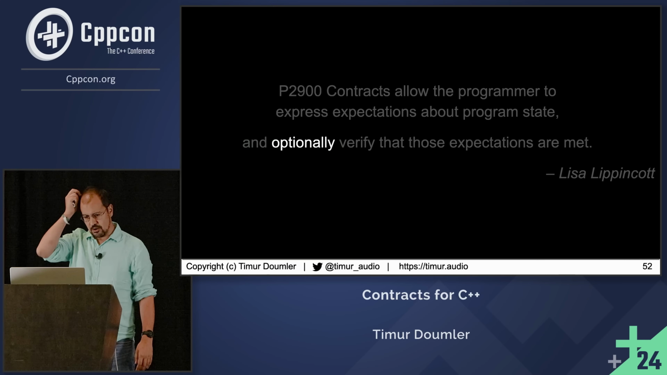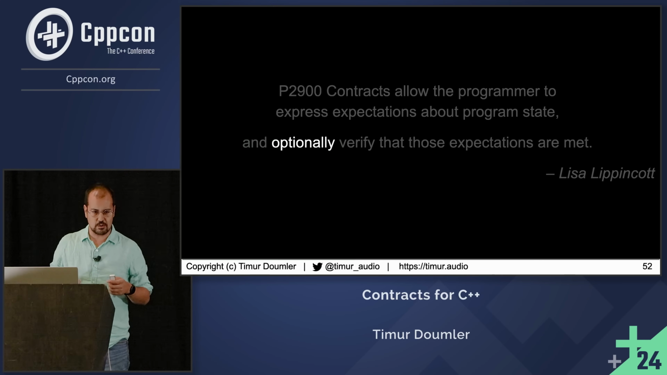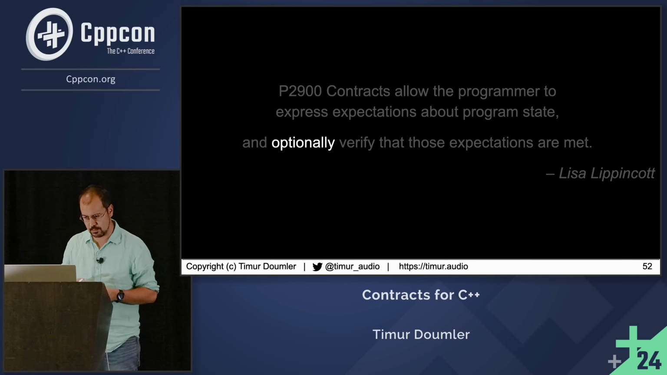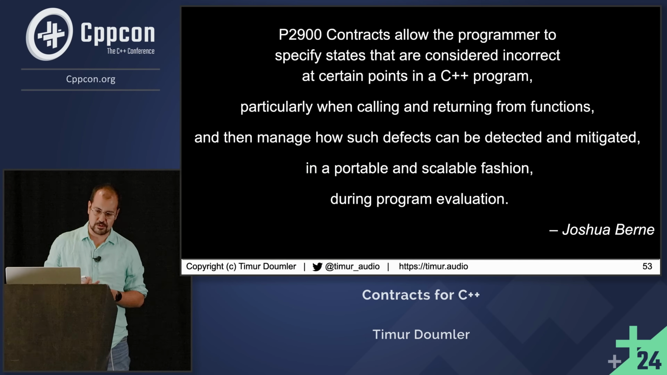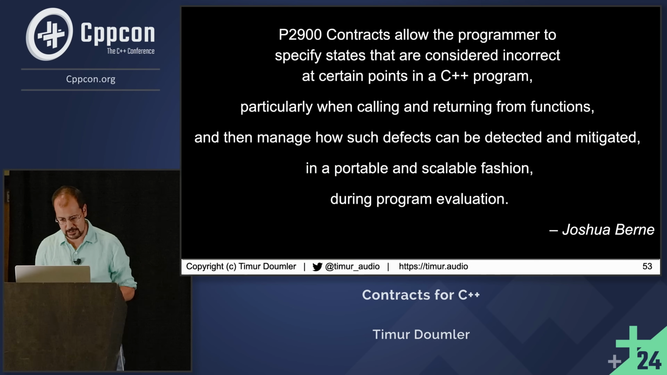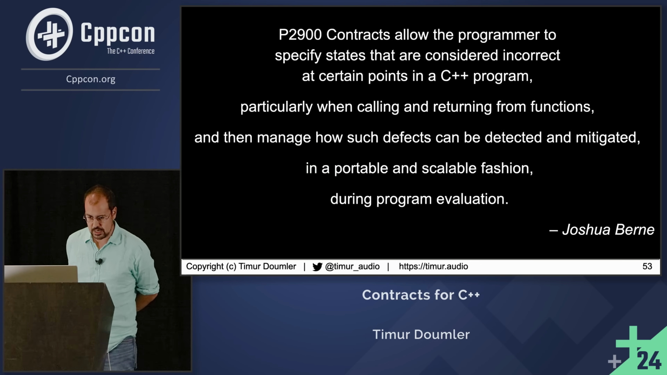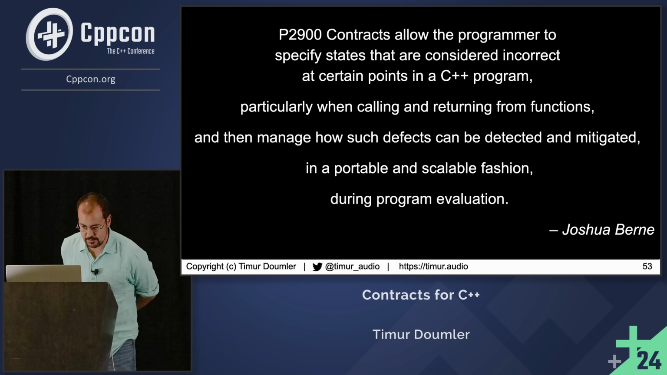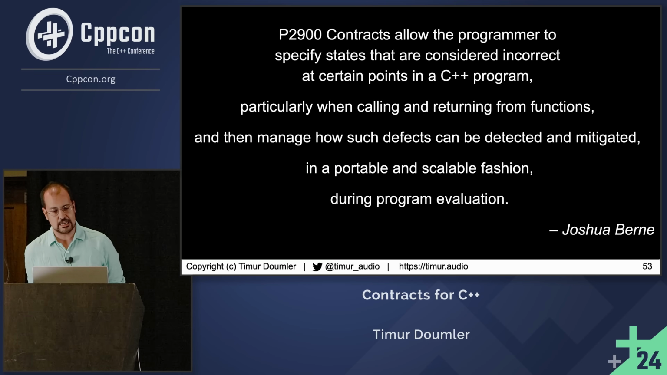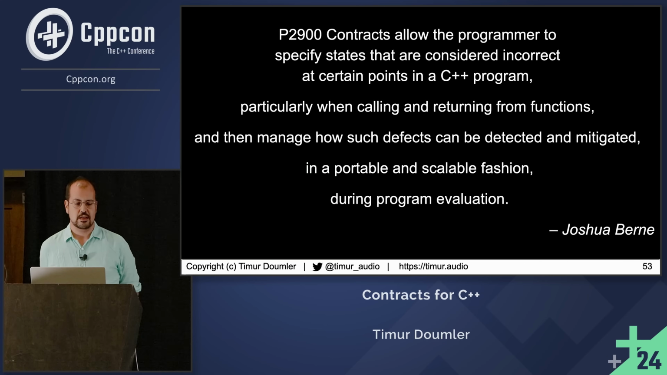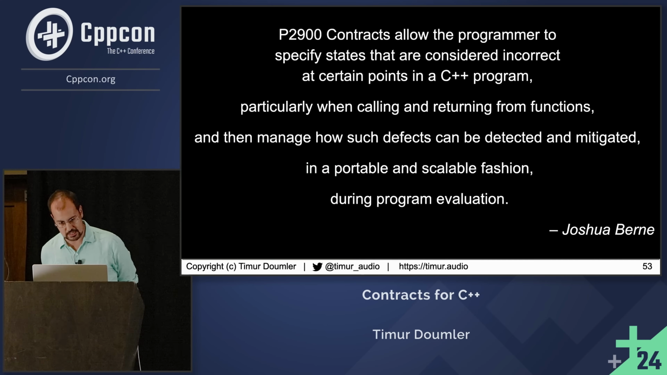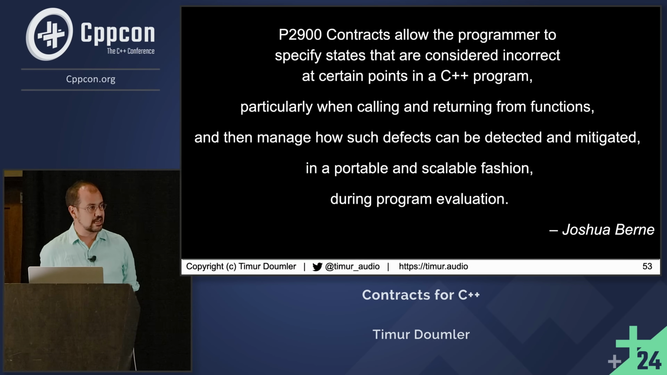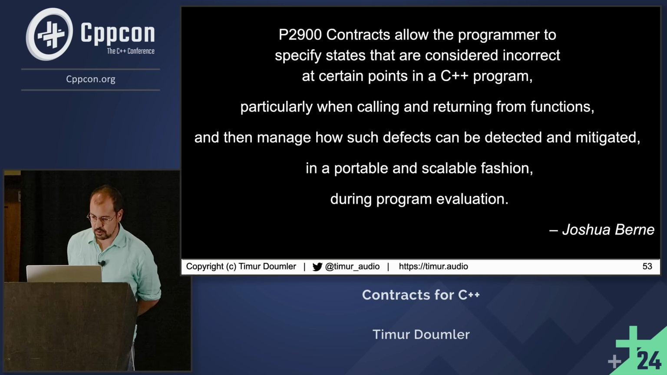Well, I saw this and I was like, okay, this is a very elegant definition, but again, it's maybe missing a few things. So I asked Josh what his take on this is. He's another co-author on this paper, and that was his answer, which was a lot longer than Lisa's or mine. Josh said that, in his opinion, P2900 contracts allow the programmer to specify states that are considered incorrect at certain points in a C++ program, particularly when calling and returning from functions, and then manage how such defects can be detected and mitigated in a portable and scalable fashion during program evaluation. And I think that's actually a very good summary of what this proposal is about.